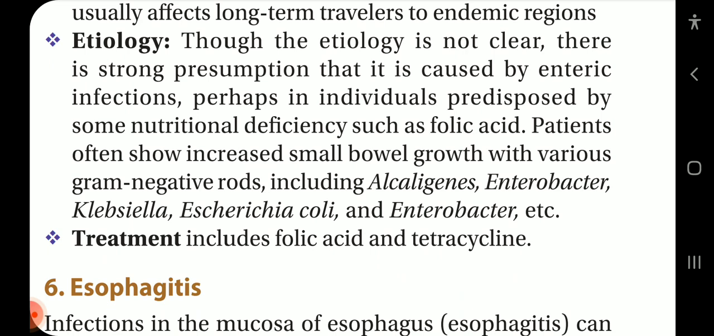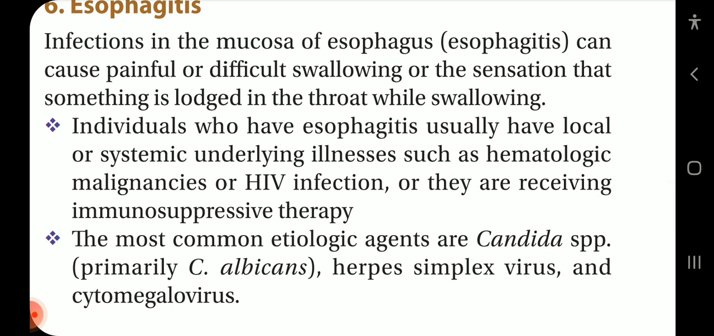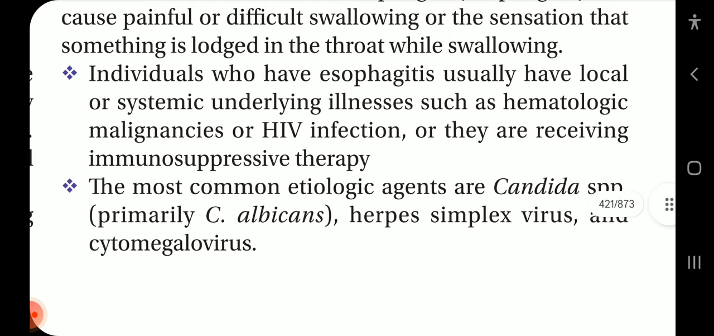Patients often show increased small bowel bacterial growth with various gram-negative rods including Alcaligenes, Enterobacter, Klebsiella, E. coli, etc. Treatment includes folic acid and tetracycline. Esophagitis. Infections in the mucosa of the esophagus can cause painful or difficult swallowing or the sensation that something is lodged in the throat while swallowing. Individuals who have esophagitis usually have local or systemic underlying illnesses such as hematologic malignancies or HIV infection, or they are receiving immunosuppressive therapy. The most common etiologic agents are Candida species, primarily Candida albicans, herpes simplex virus, and cytomegalovirus.